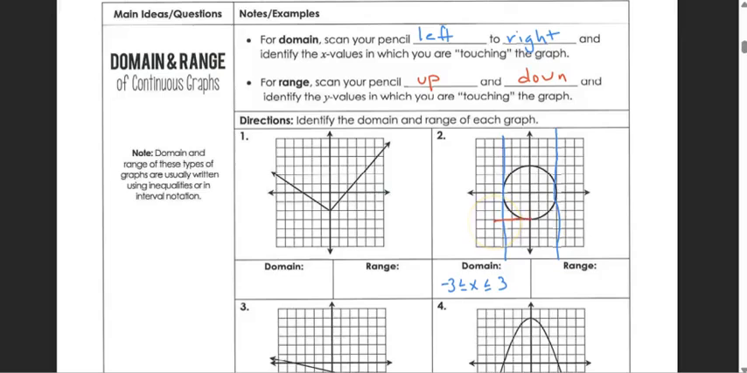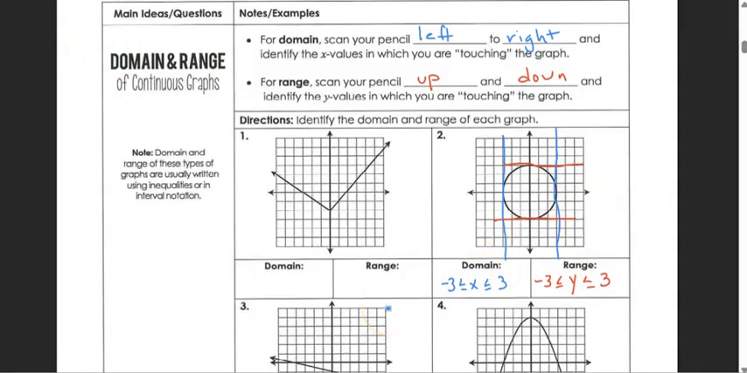Then for range, I want the bottom and the top. So the bottom of this graph is right here. The top of this graph is right there. So this is also -3, less than or equal to y, and then the top is at +3. So my domain is -3 to +3, and my range is also -3 to +3.